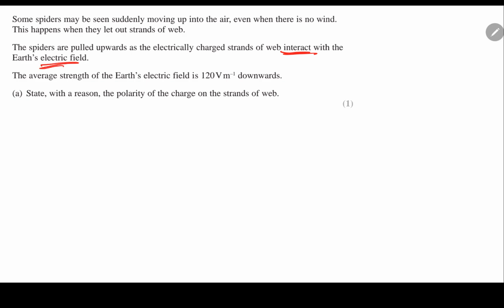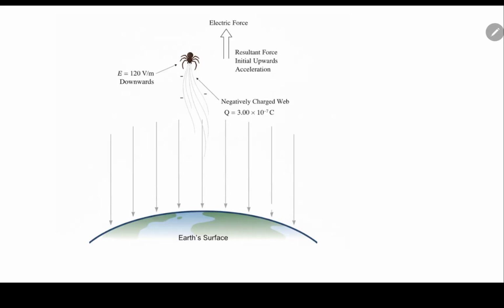So they interact with the electric field of the earth. That's an important point. The average field strength of Earth's electric field is 120 volt per meter downwards. State with a reason the polarity of the charge on the strands. So what they've told you is that you have a spider, and the spider is moving upwards, and the Earth's electric field is downwards, right? And we know the electric field always acts from a point of high potential to a point of low potential, right?